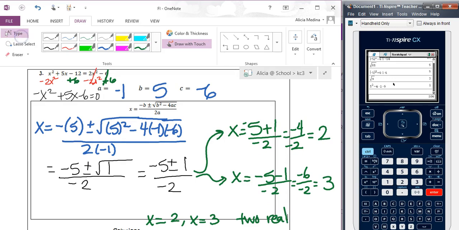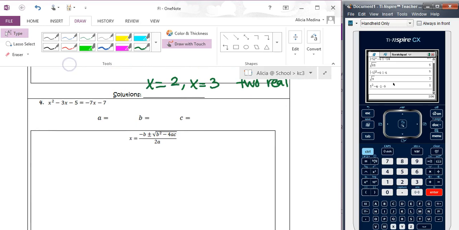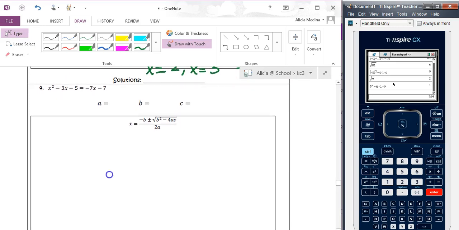Alright, last example here. Example number 4. I have x squared minus 3x minus 5 equals negative 7x minus 7. That does not equal 0, so I do have to move some terms over. Do the inverse operation, so I'm going to add 7x, and I'm going to stack that underneath its like term. And then I'm also going to move that negative 7 by doing the inverse, and I'm going to add 7, stack it underneath that like term.